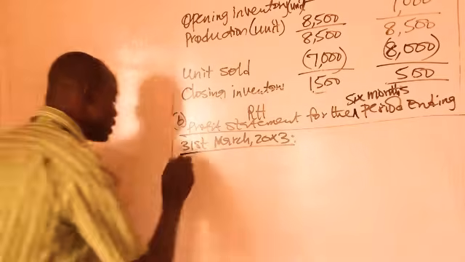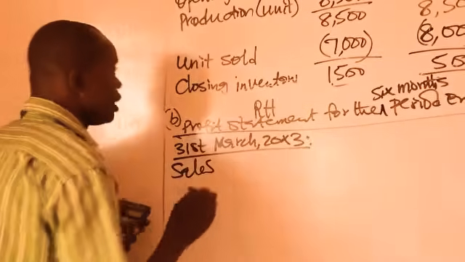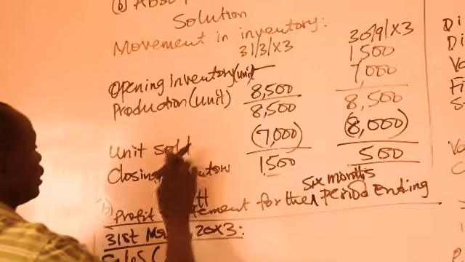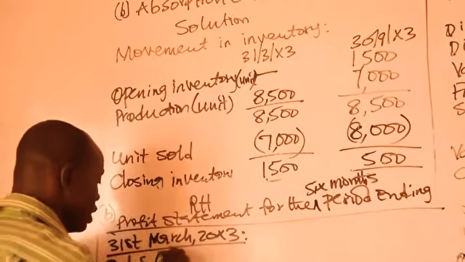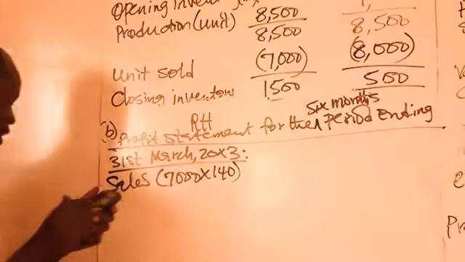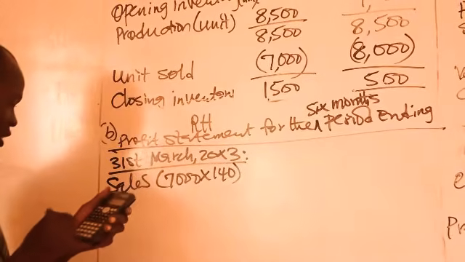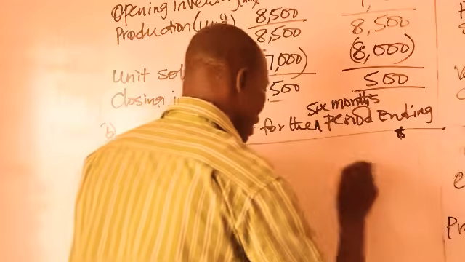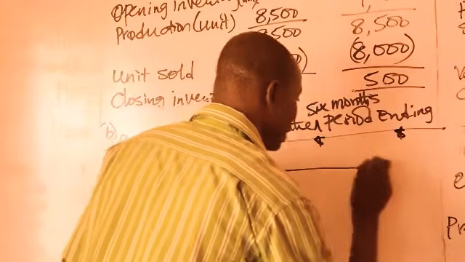So you start with sales. The number of units sold in the first period is 7,000, multiplied by the selling price of 140. 7,000 times 140 gives us 980,000.